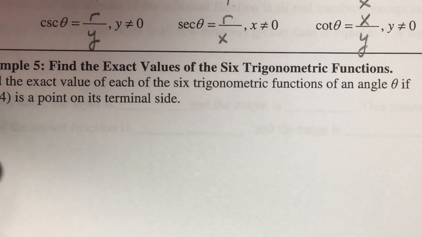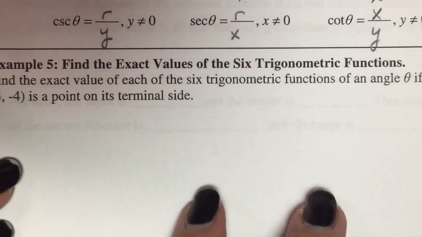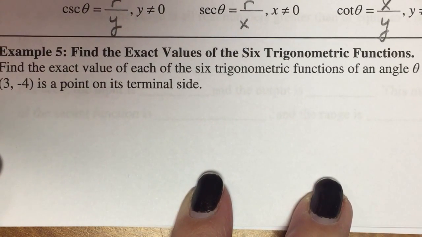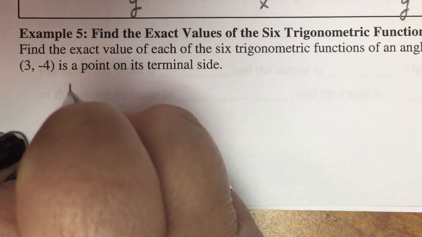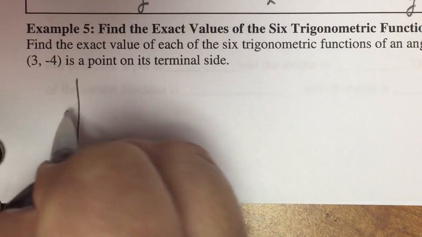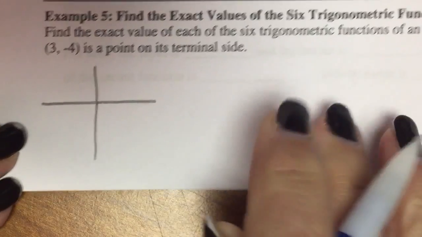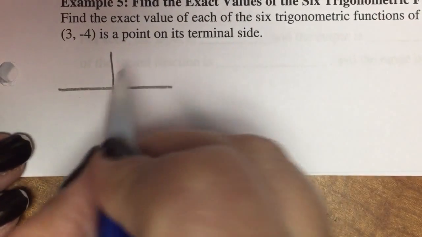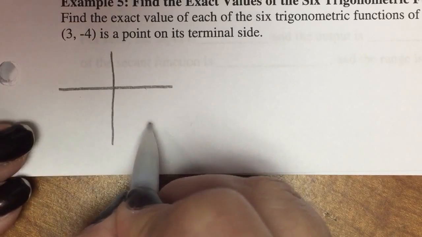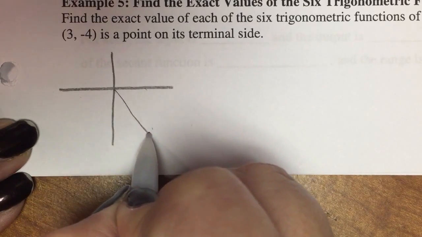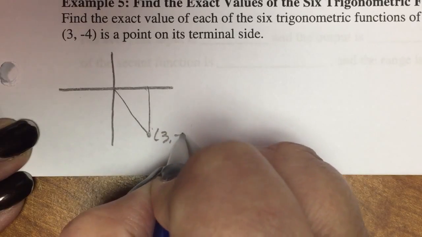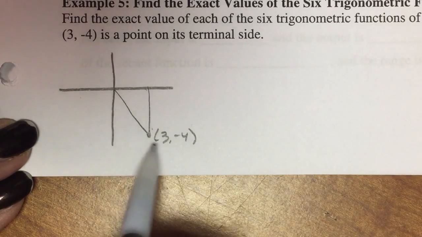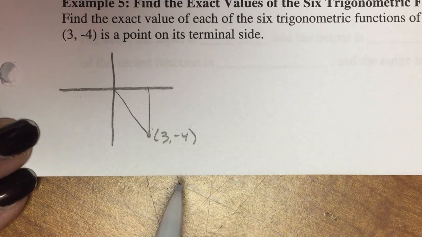All right, so let's look at example 5. Find the exact value of each of the 6 trig functions of an angle, theta, if the point 3, -4 is on its terminal side. So here's what you're doing. Well, if I have the point 3, -4, that's taking me into this quadrant. And all they're saying is, okay, if this is the point 3, -4, now let's look at this triangle and let's find the 6 trig functions.